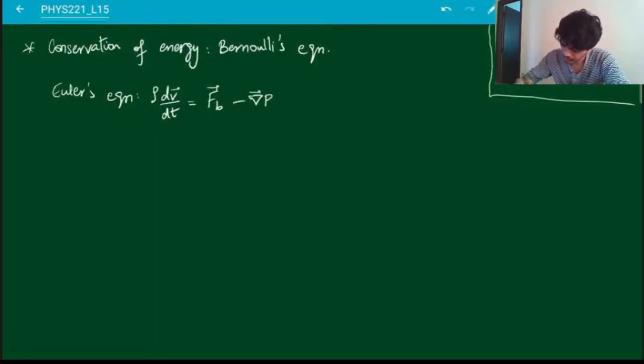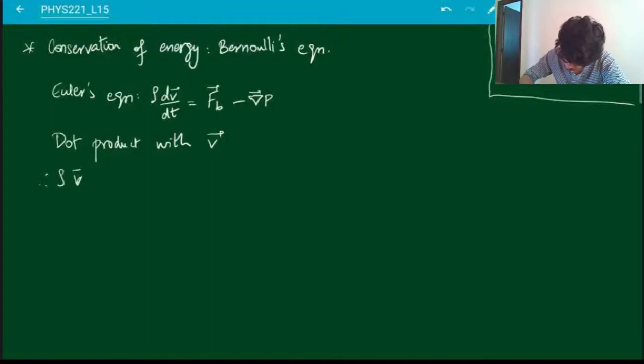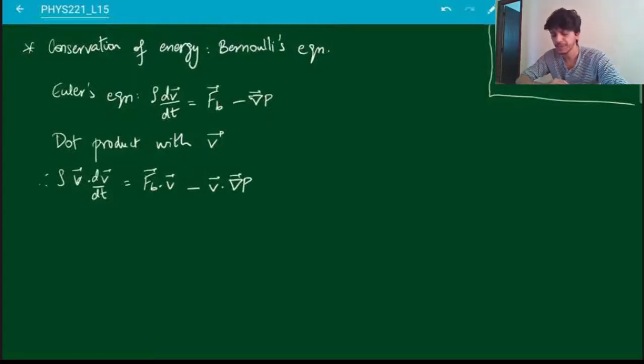What we'll do now is take a dot product of this equation with the velocity vector. So I get rho v dot dv by dt is Fb dot v minus v dot gradient of pressure.